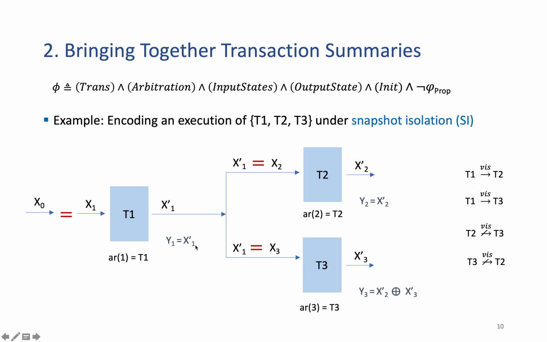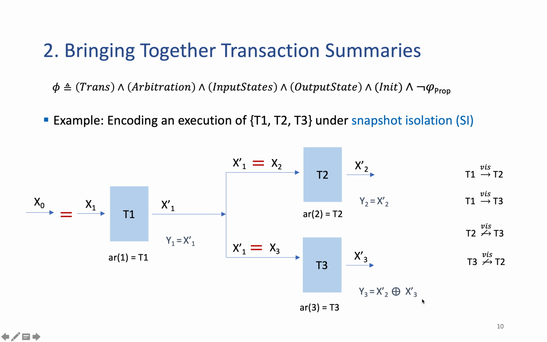of course, y1 is equal to the output of the first transaction. And for the second one, the state after synchronization of the first 2 transactions in the arbitration is equal to the output of the second transaction. And since T2 and T3 are concurrent, the state after synchronizing the first 3 transactions merges the updates of T2 and T3.